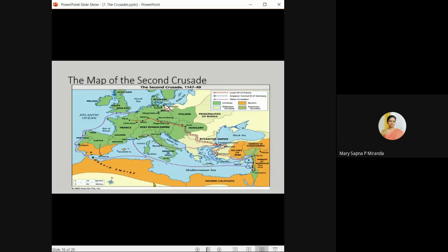Now this is the map of the Second Crusade. Again, you have the beginnings here from France. The King of France was leading it, right? So again, more or less the same route that was taken by the first Crusaders.